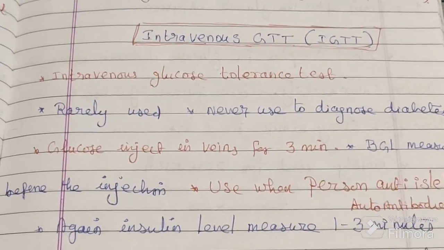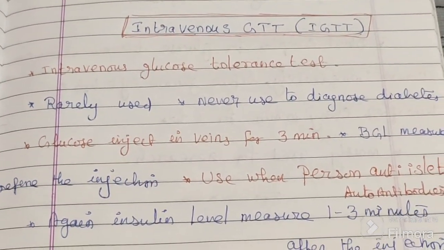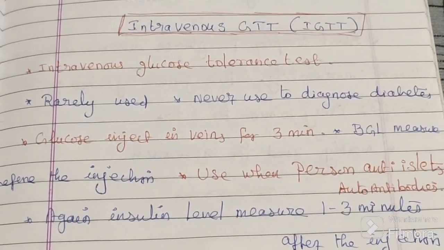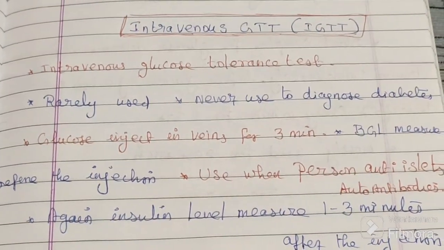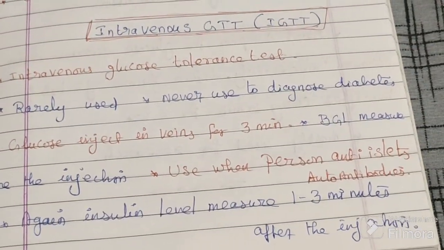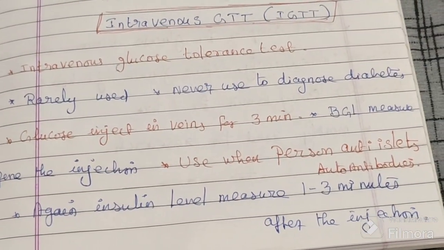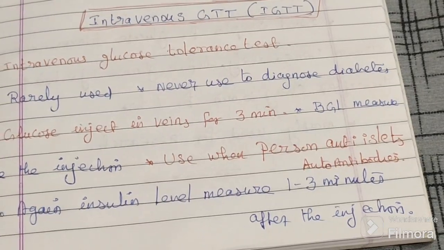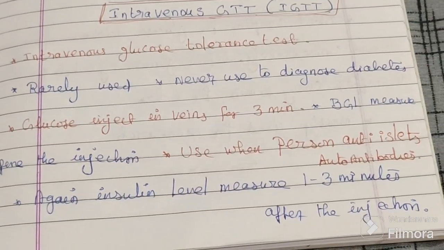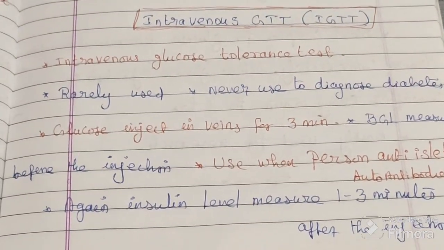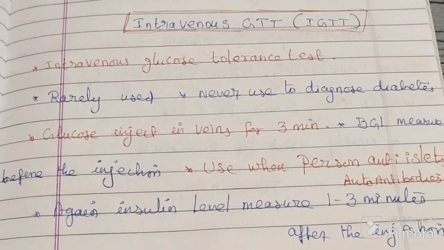Next one is intravenous glucose tolerance test, IGTT. This one is rarely used, never used for diagnosis of diabetes mellitus condition. Here glucose is injected in a vein over 3 minutes. Blood glucose level is measured before the injection. It is used when the person has anti-islet autoantibodies. Again, insulin level is measured 1 to 3 minutes after the injection.